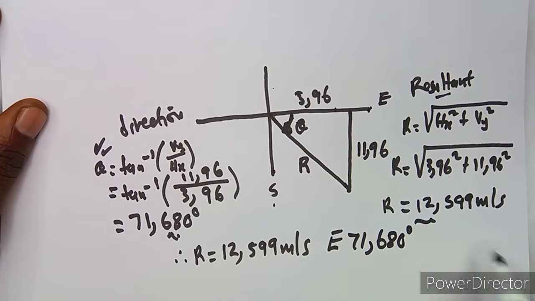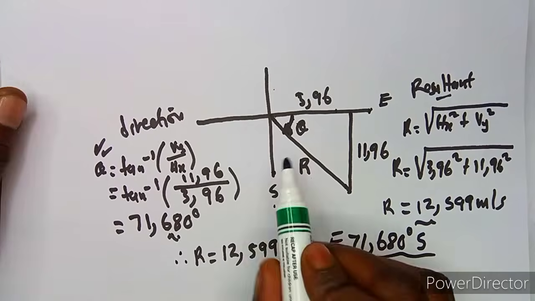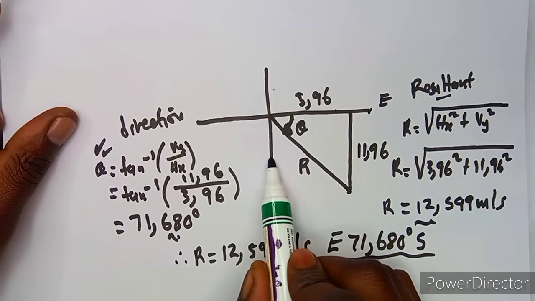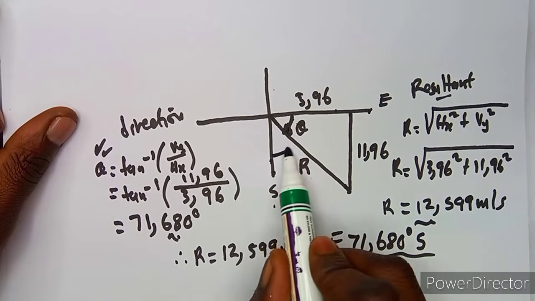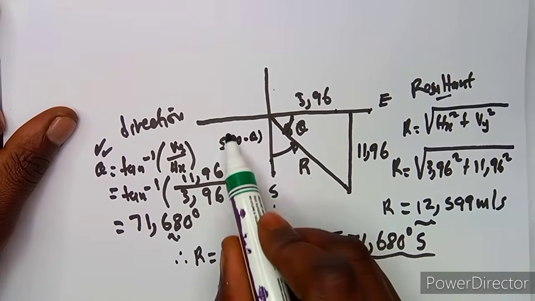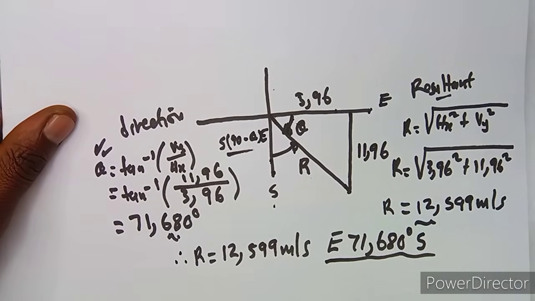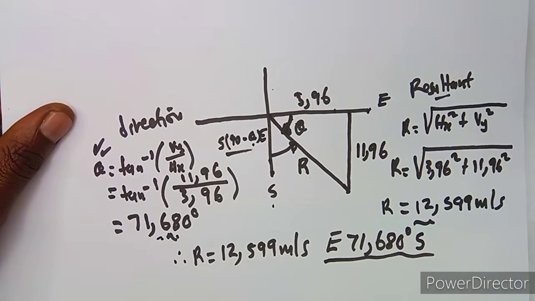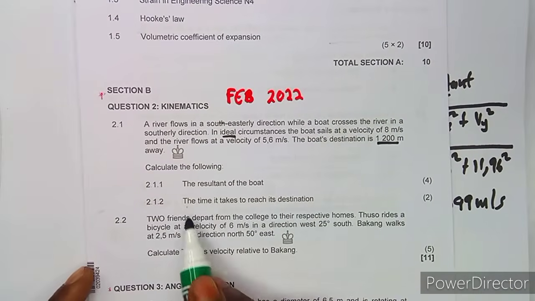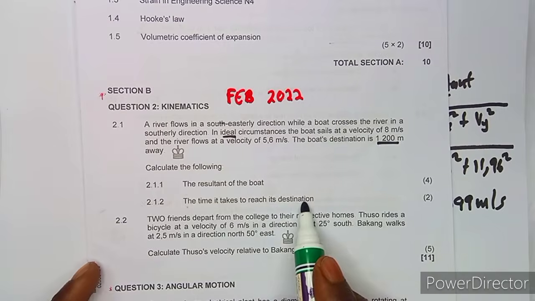south. So this is what is important. Or if you want to write from the south, you subtract this from 90 degrees. If you want to use the direction south, it will be 90 minus theta to the east. Okay, if you use that one, you subtract the theta, which is this angle, or you just use this one. So that was it, guys, on the resultant of the boat. That's how you calculate it, and then the time it takes to reach its final destination.